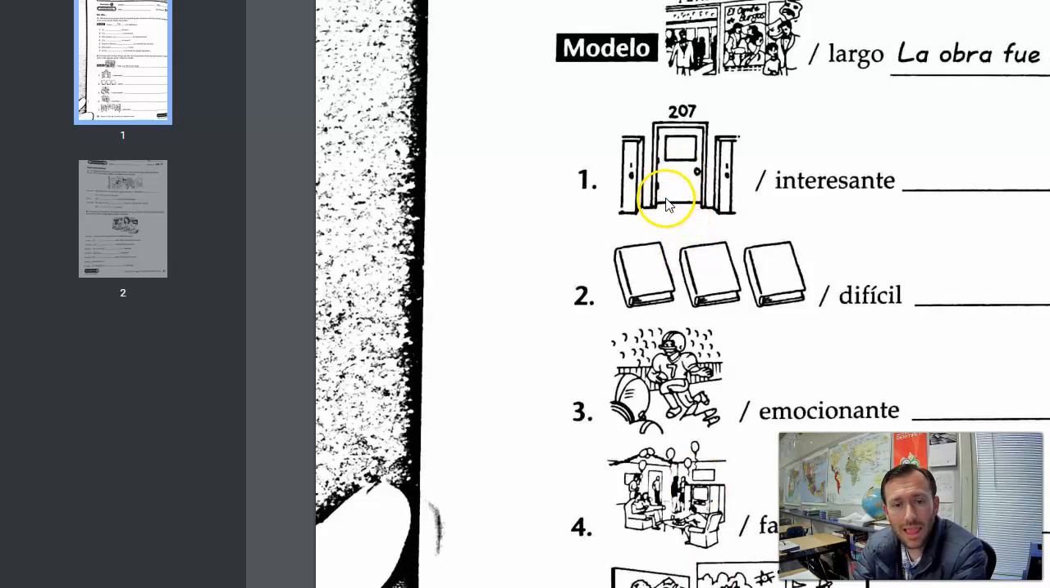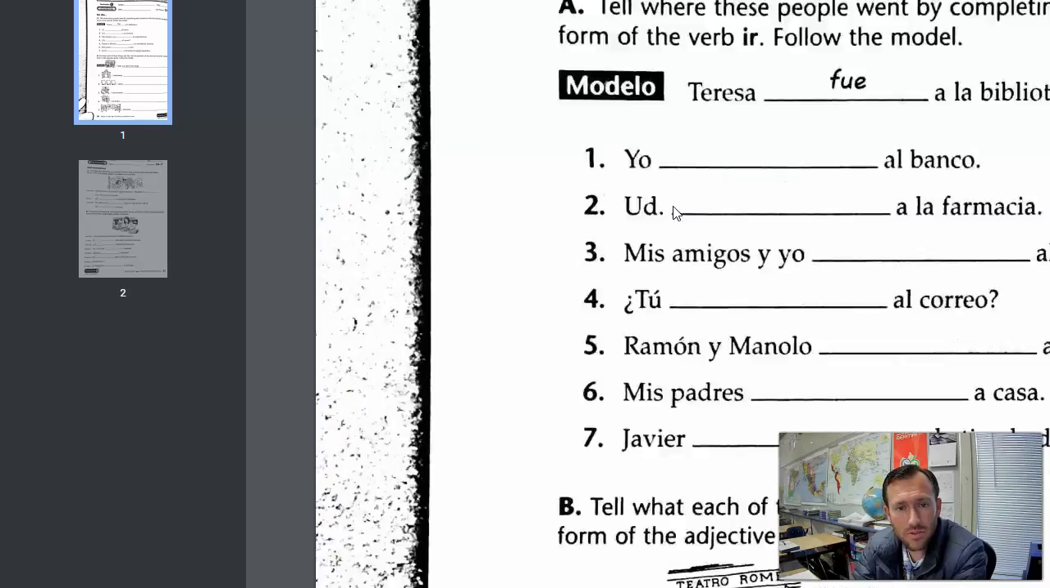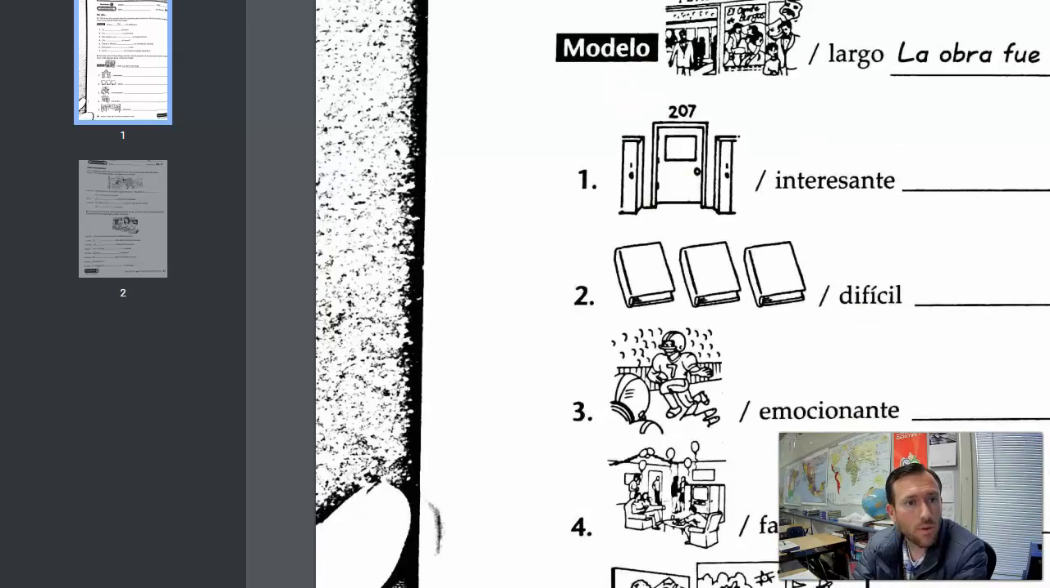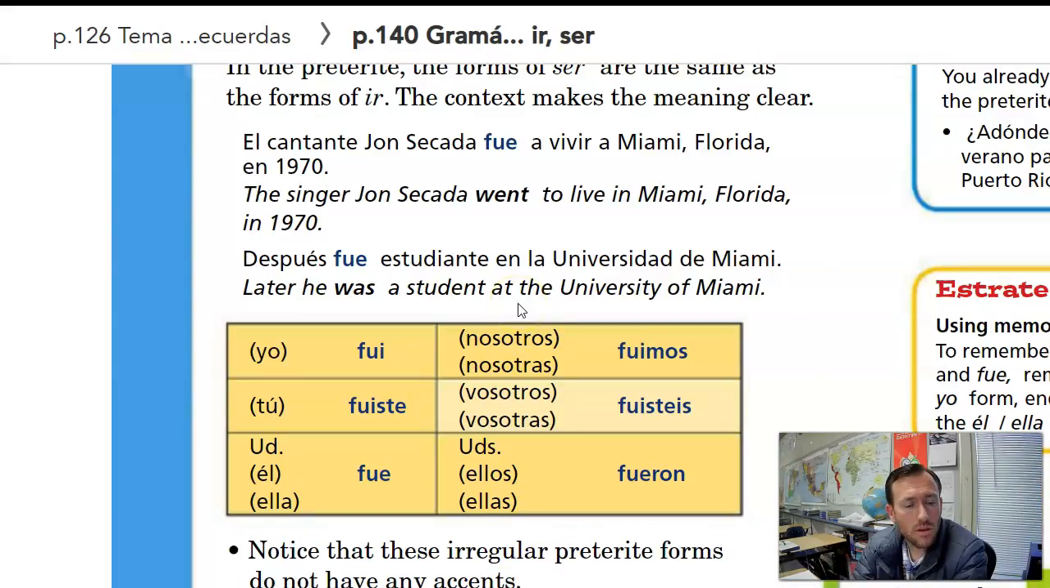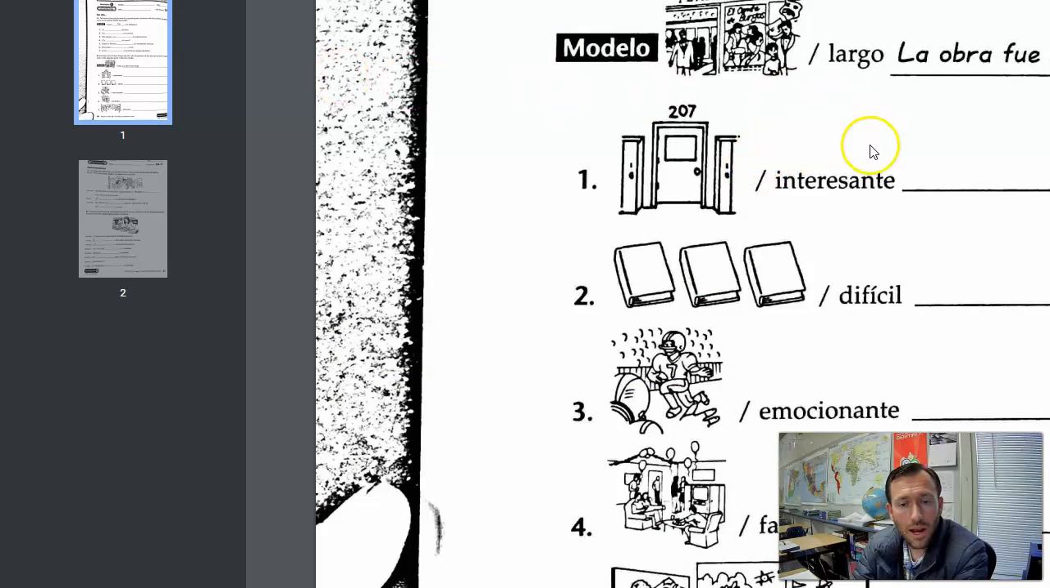So for number 1, la clase is a singular subject. Go back to our notes here. We're talking about the class. So obviously not the yo or the tú form. We're going to use the él, usted form. That's how we got fue. La clase fue interesante would be the answer for number 1.